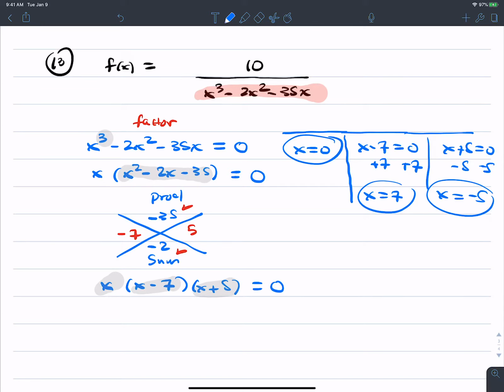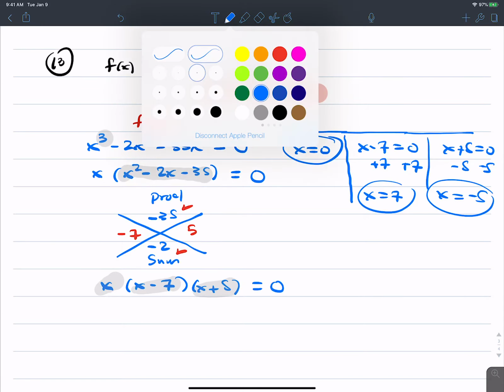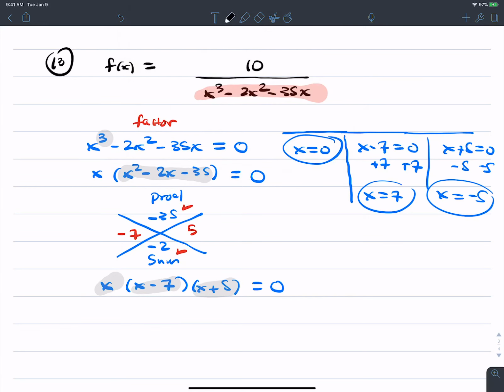This is the location of our rocks. These are the values of x that we can't use as input values for this function. So our domain will be the set of all real numbers x again, such that x can't be 0, x can't be 7, and we'll put down here x can't be negative 5. Because again, these values of x will give us 10 over 0, which is undefined.